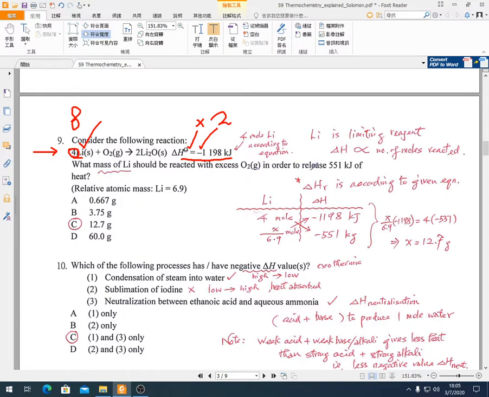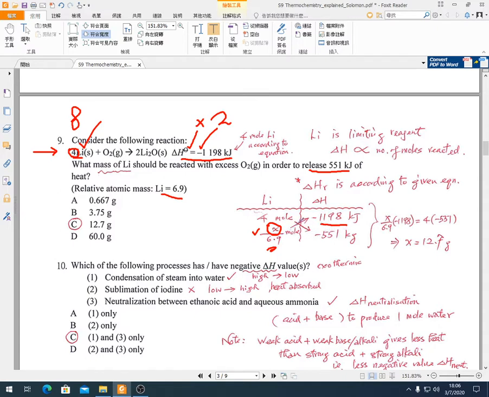Now we want to release 551 kilojoule. So according to the equation, 4 moles of lithium will have delta H minus 1198 kilojoule. And now we want to have x gram, x is the mass, over the molar mass of lithium metal. The lithium metal has 6.9, so this is the number of moles. So 4 is directly proportional to minus 1198, and then x over 6.9 is directly proportional to minus 551.